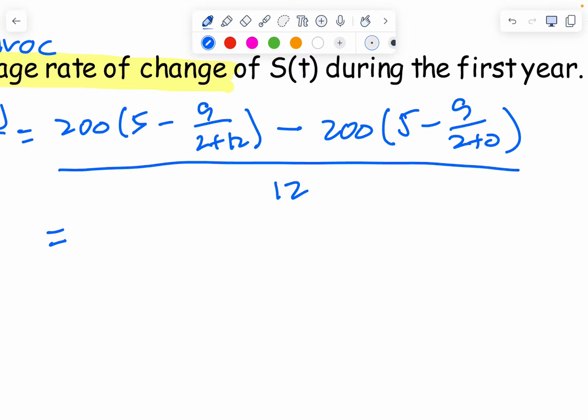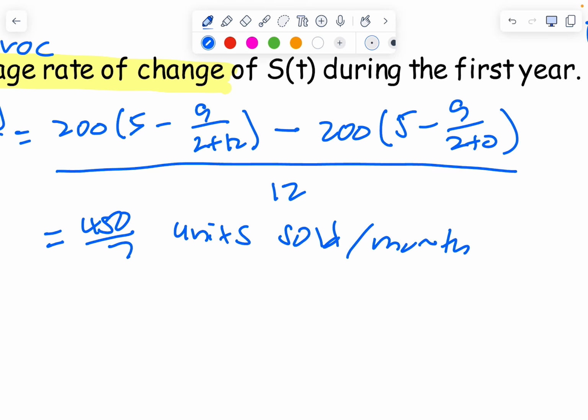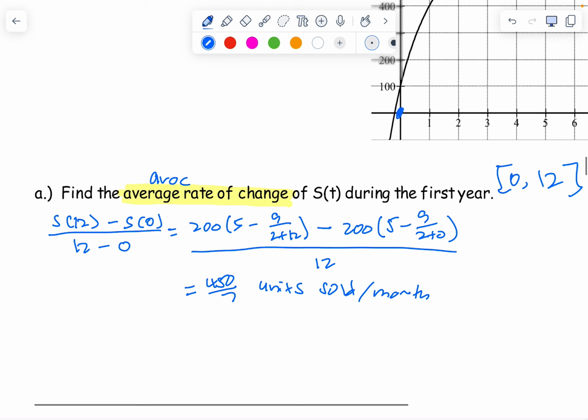Did y'all get something over 7? Yeah. What over 7? 450 over 7. And let's write on here, this is representing units sold per month. Units sold per month. So again, plugging things in, not a problem. And then let Desmos type it all in, okay? All right, now let's go to part B.